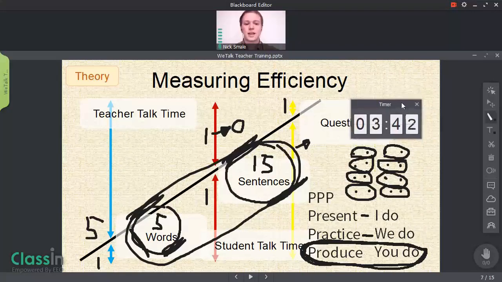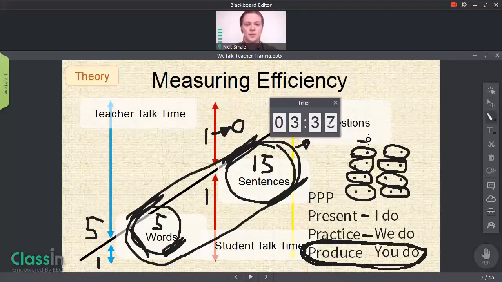So during that timer, you have all these students talking to each other. The question will go the one way and then be answered. And then the question will go the other way and be answered. So for every time that you modeled it for them, they will do it twice, which means that will be 16 times the English coming out of them.